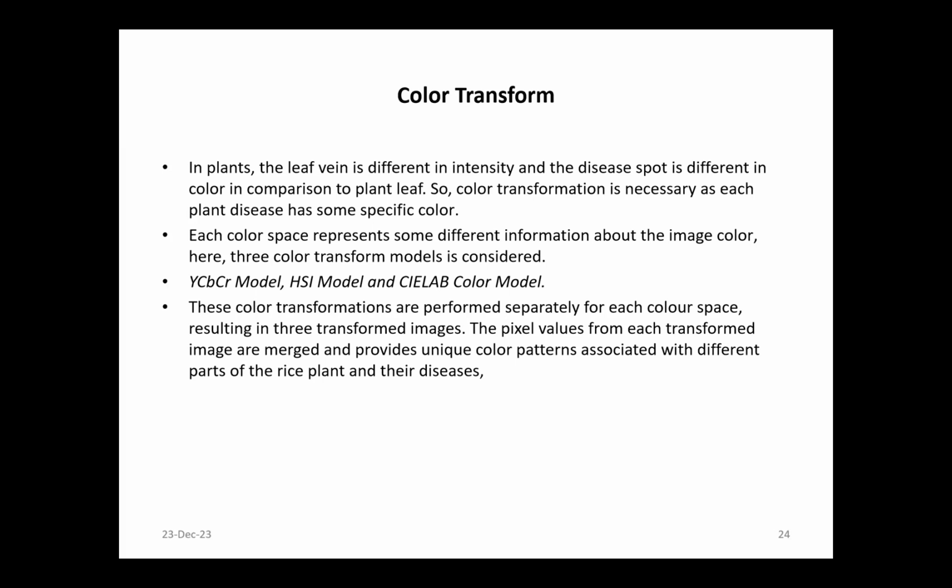Each color space represents different information about the image color. Here three color transform models are considered: first is the YCbCr model, second is the HSI model, and third is the CIE-LAB color model. These color transformations are performed separately for each color space, resulting in three transformed images. The pixel values from each transformed image are merged, which provides unique color patterns associated with different parts of the rice plants and their diseases.